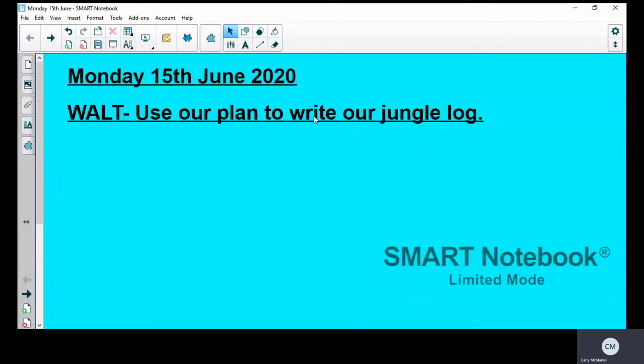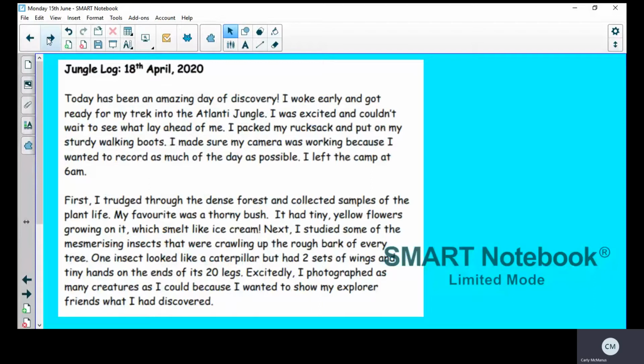So last week we planned our diary entry and we were looking at different sentence types that we could put into our diary entry. So we're going to use our plan to write our jungle log today, which is very similar to a diary. Now I'm just going to introduce the jungle log that I read to you originally by the Explorer.